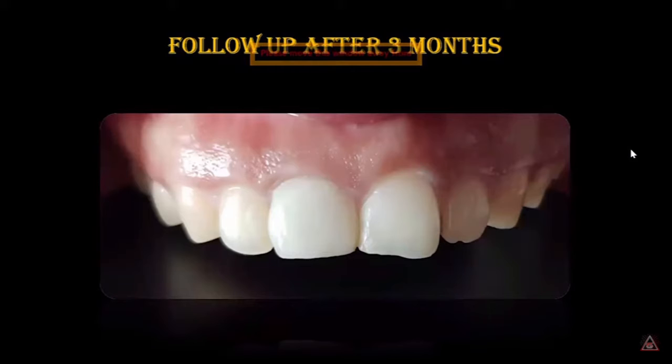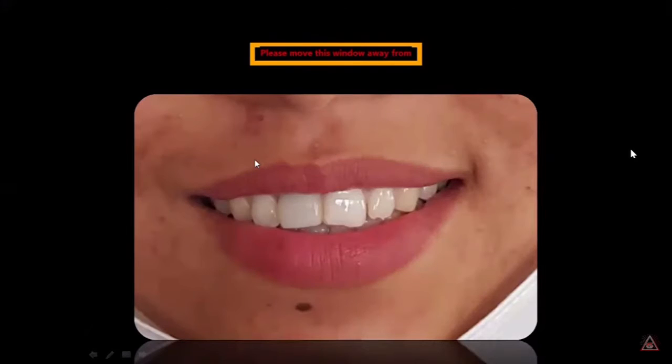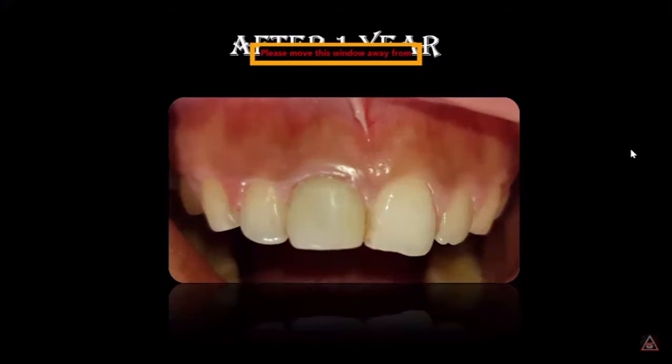And this is the follow-up after 3 months. Now you can see perfect healing. There is no loss of interdental papilla after 3 months, and perfect healing of the gingiva. Then after 1 year, the patient came for the replacement of the temporary crown.